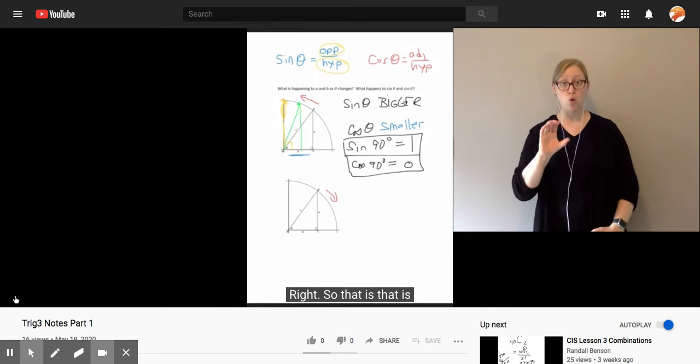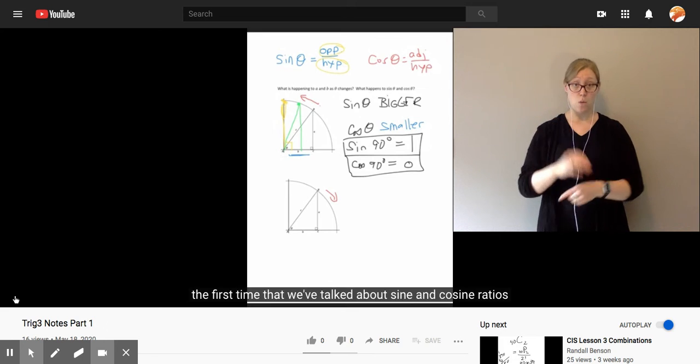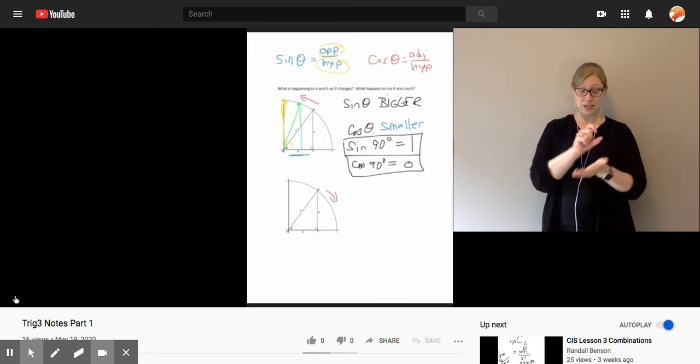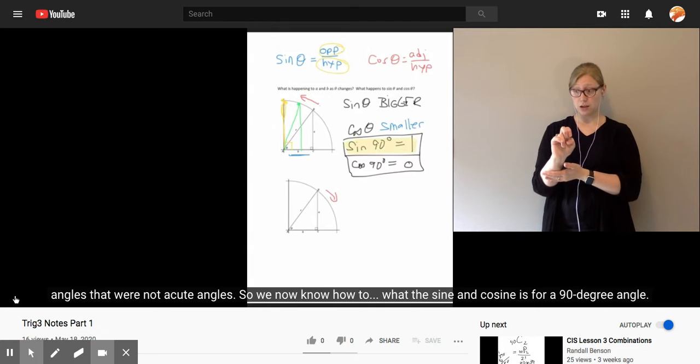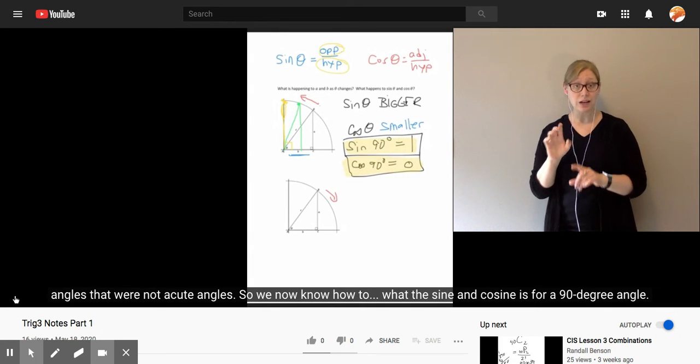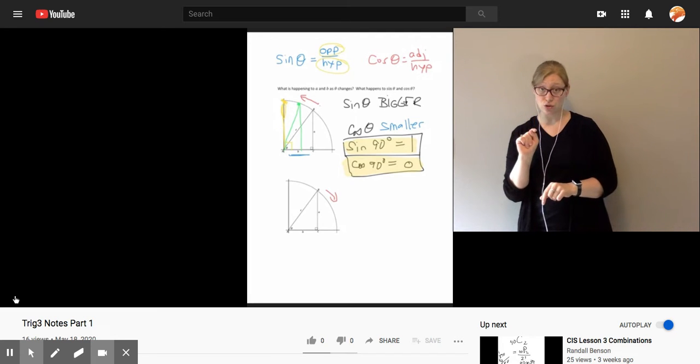Right? So that is the first time that we've talked about sine and cosine ratios for angles that were not acute angles. So we now know what the sine and cosine is for a 90-degree angle. All right.